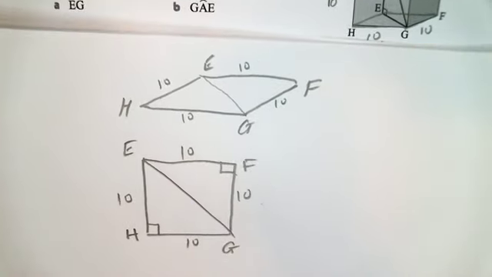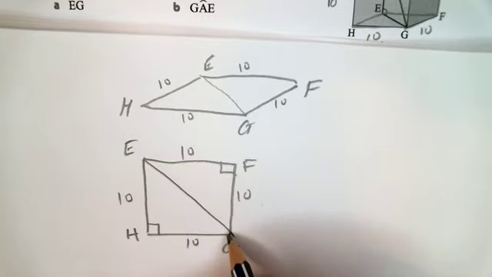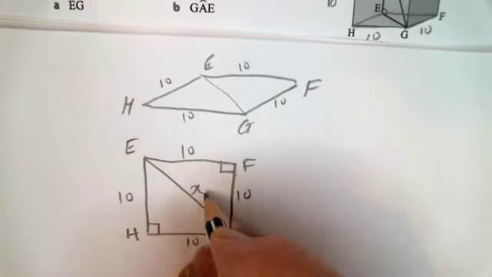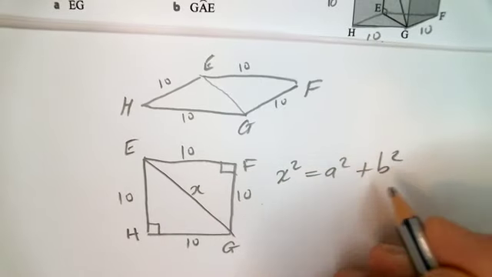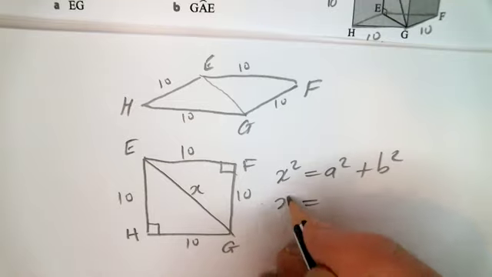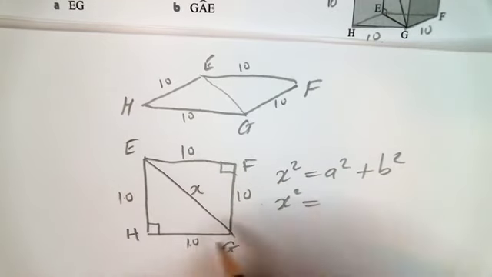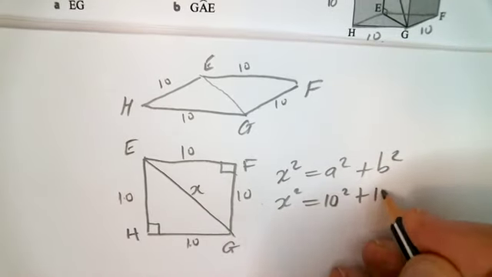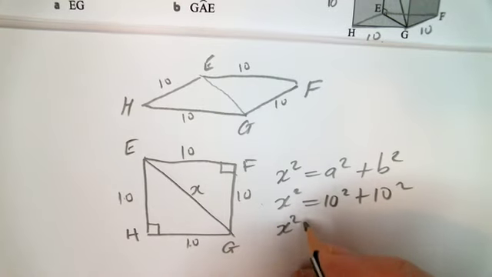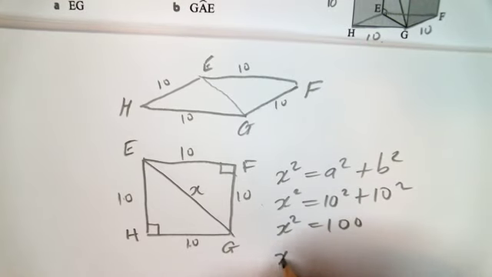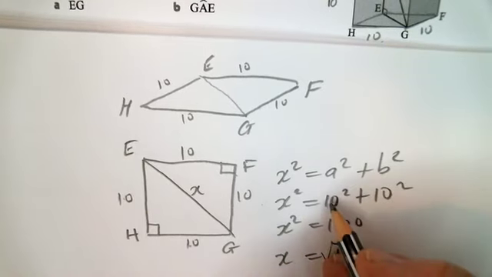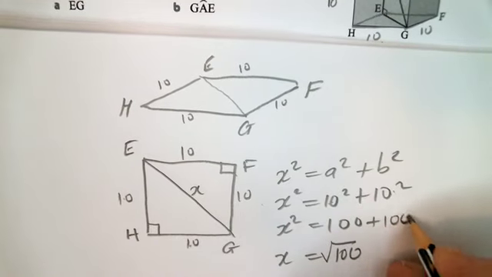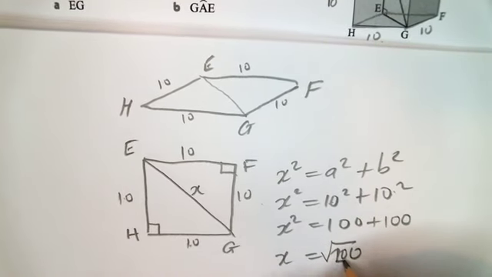So now we can go ahead and find this diagonal. We're going to call this x. Well, x squared is equal to a squared plus b squared, or if you like, x squared is equal to 10 squared plus 10 squared. So x squared is equal to 100, which means that x must equal the square root of 100. Oh, sorry, what am I doing? 10 squared plus 10 squared is 100 plus 100, which would make this the square root of 200.